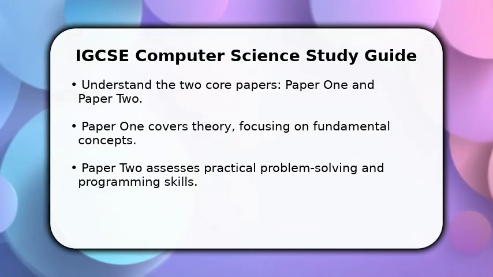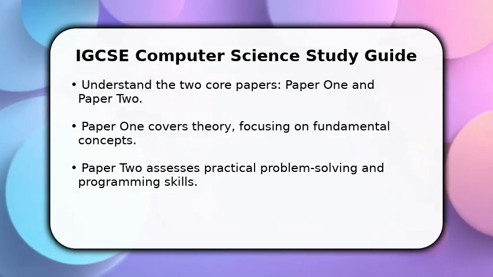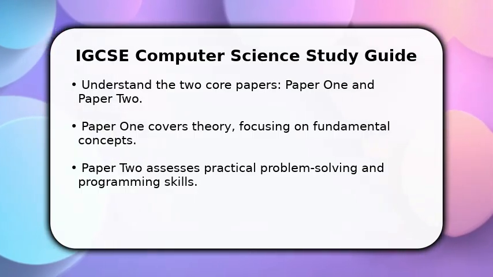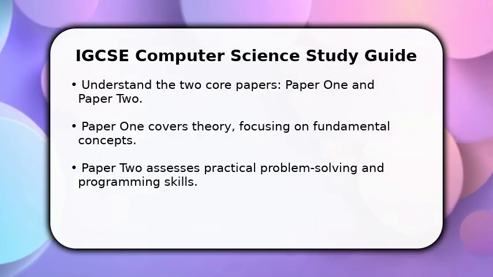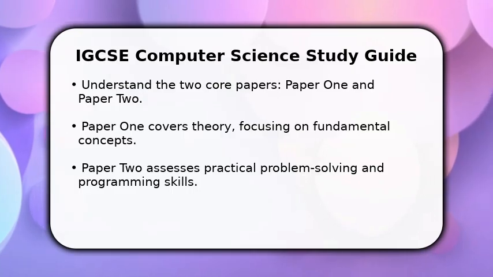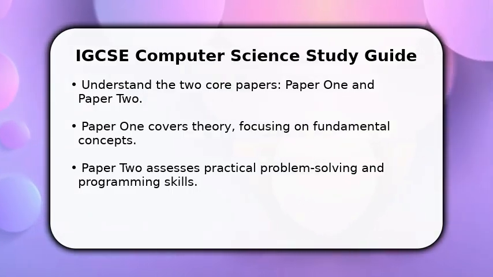In this video, I will explain how to study IGCSE Computer Science. First, familiarize yourself with the syllabus, which is divided into two main papers. Paper 1 focuses on theoretical concepts, covering topics like data representation and networks. Paper 2 is practical, testing your programming abilities, often using a language like Python. A balanced approach, dedicating roughly 50% of your study time to each paper, is crucial for success.